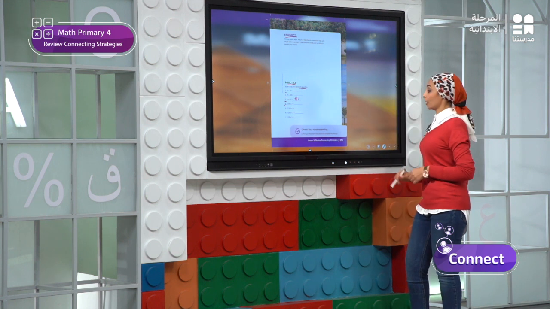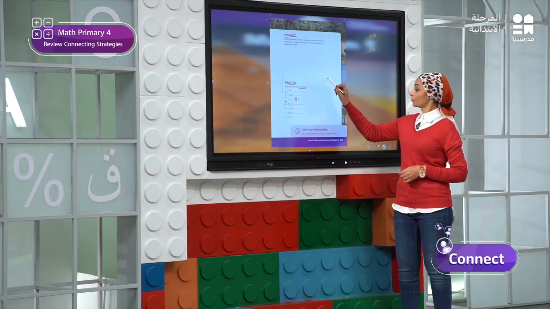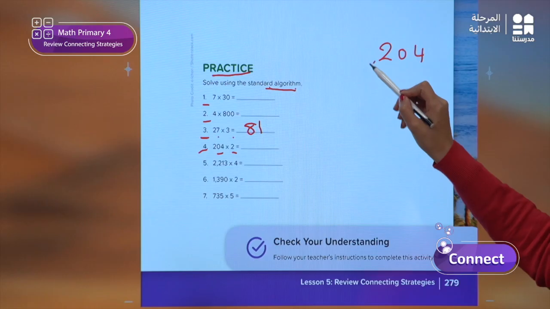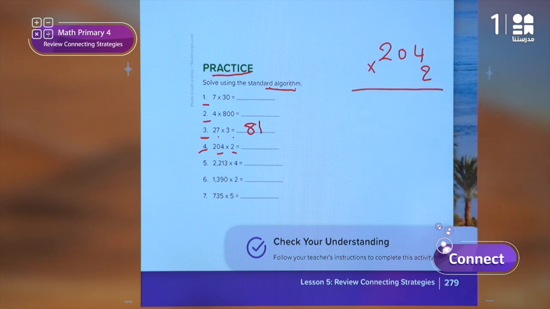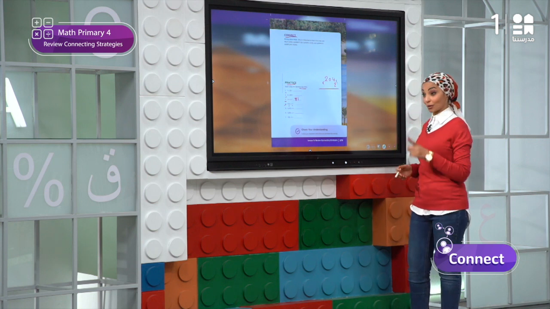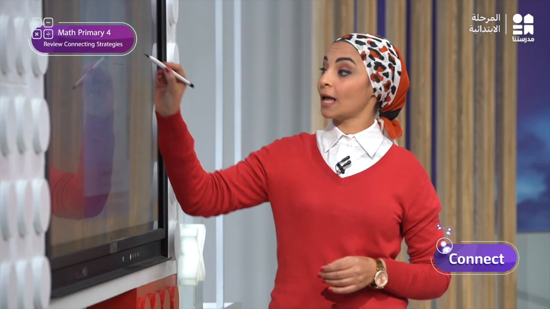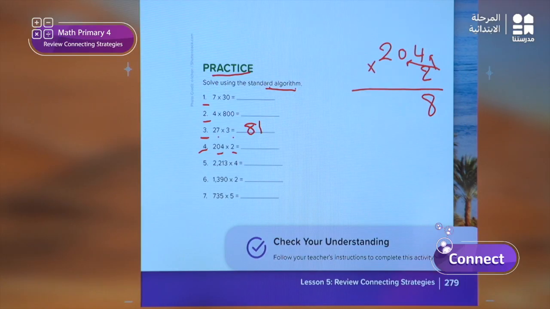Problem number 4, he wants me to multiply 204 times 2. Okay, first of all, I will write it under each other, 204 times 2. In the same way, I will start with the ones. So I will do 2 times 4. Here 2 times 4 equals what? Equals 8. Excellent. So I will put 8 in the ones place. Then I will multiply the tens. So I will do 2 times 0. Any number times 0 gives me 0. Okay, so I will write here 0 in the tens place.